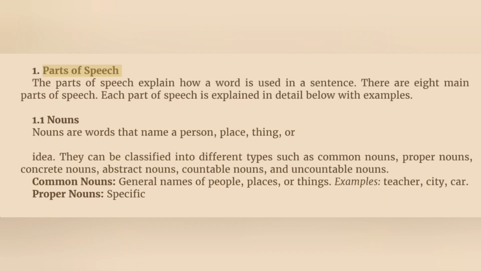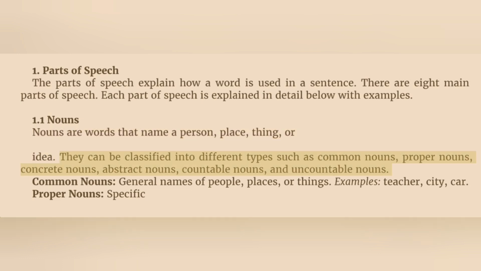1. Parts of speech. The parts of speech explain how a word is used in a sentence. There are 8 main parts of speech. Each part of speech is explained in detail below with examples. 1.1 Nouns. Nouns are words that name a person, place, thing, or idea.